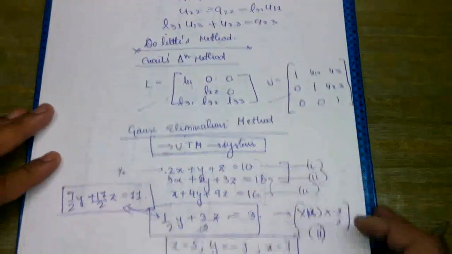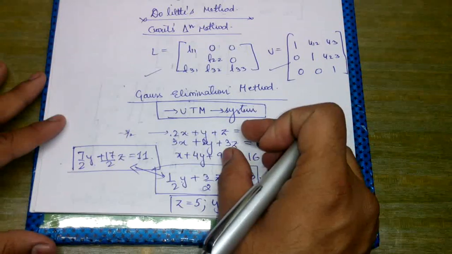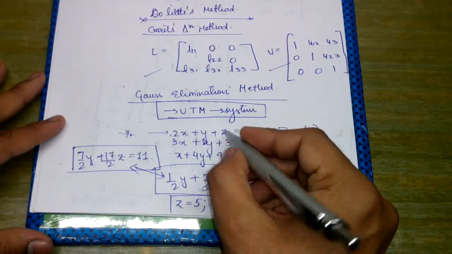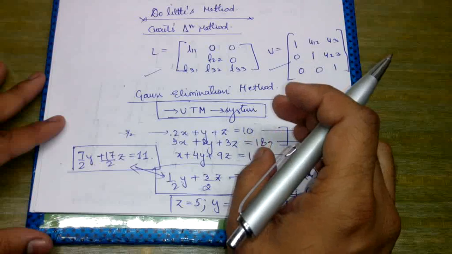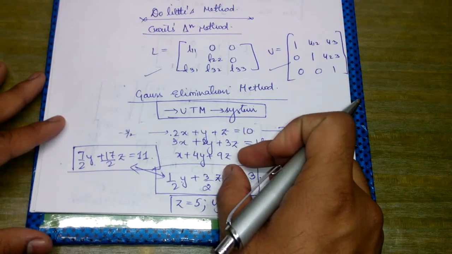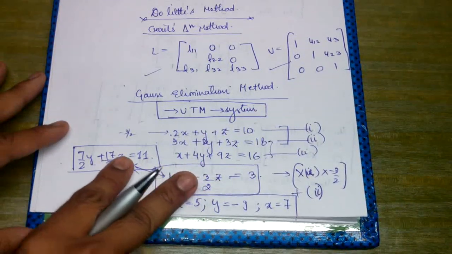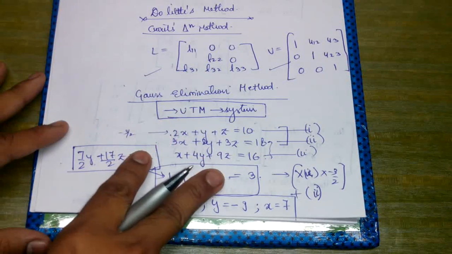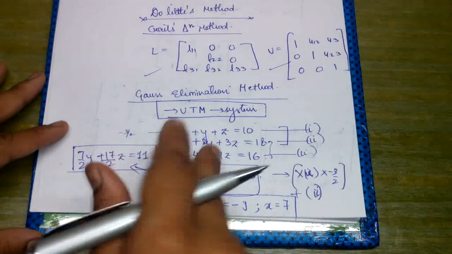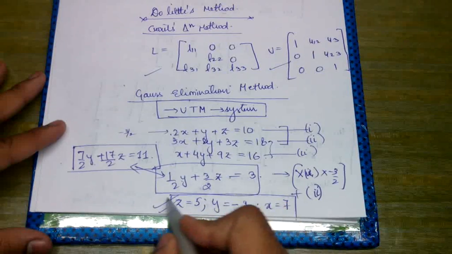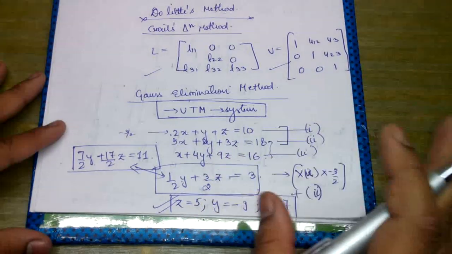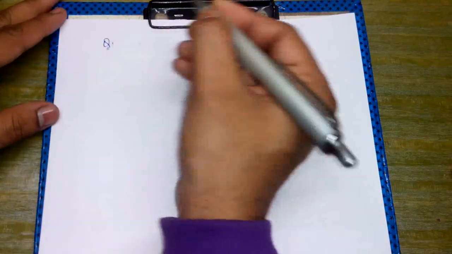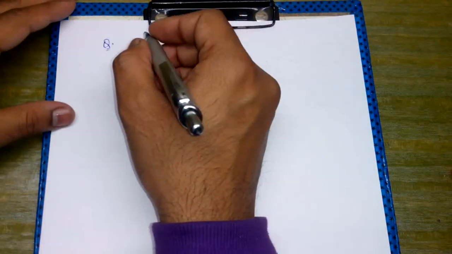So what we are doing here is we are simply eliminating one of the elements, that is either x or y or z, from the equations by taking two equations at a time, and then we are forming mainly two equations. These two equations will be solved simultaneously, and after simultaneous solution we will obtain the values of x, y and z.